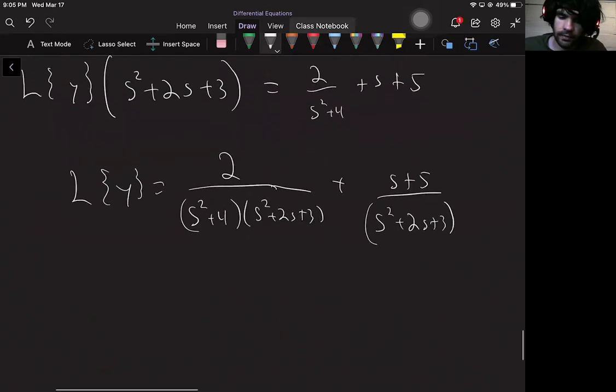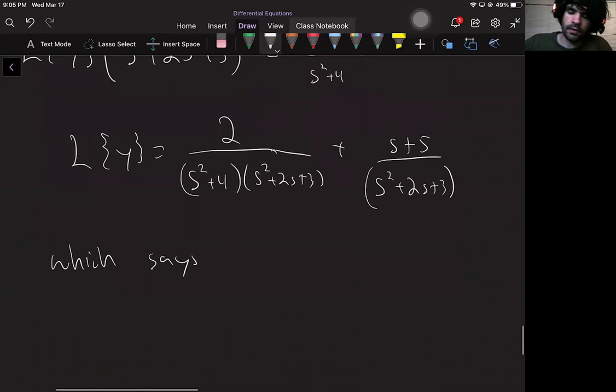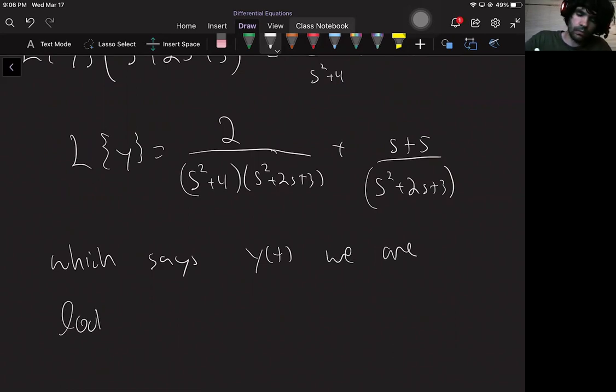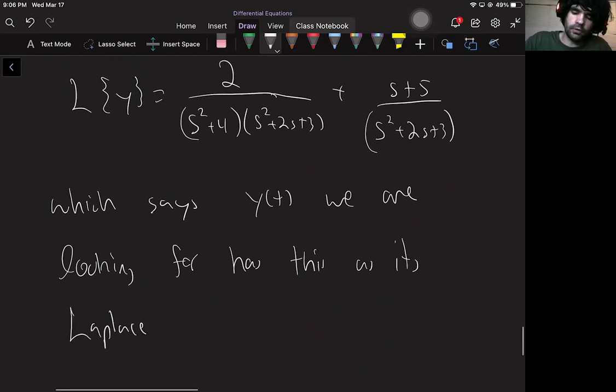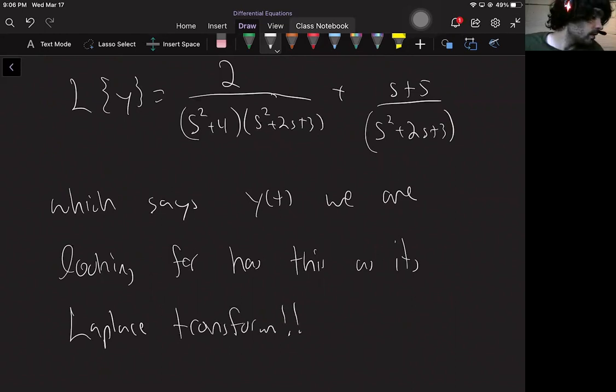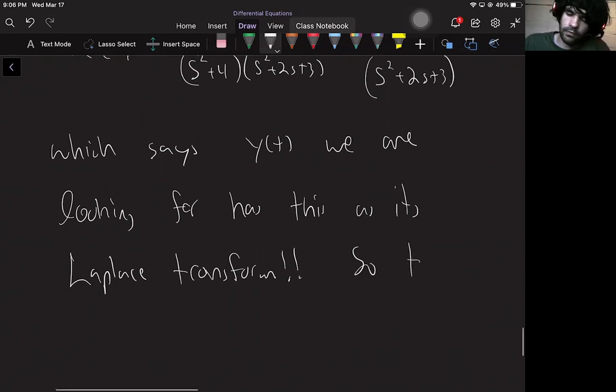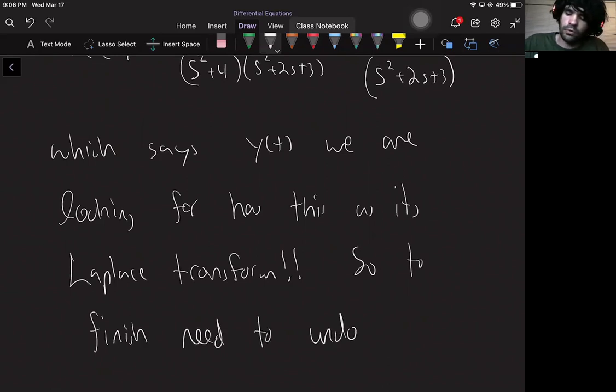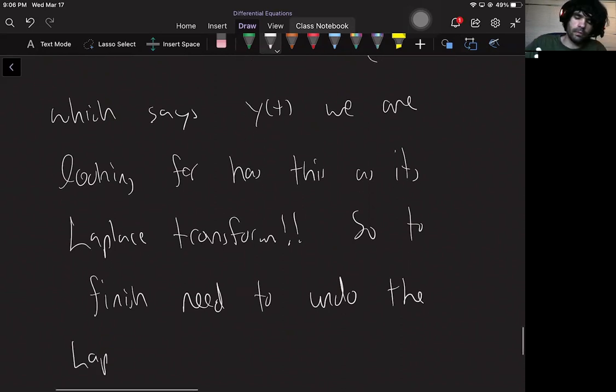Then what is this saying? Well, what it's saying is that although I don't know what y of t is, I do know what its Laplace transform is. So if I somehow knew which function transformed into this thing on the right, then I would be done. So to finish, what you would need to do is somehow undo the Laplace transform.